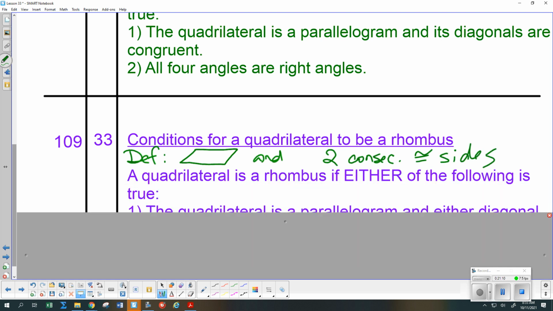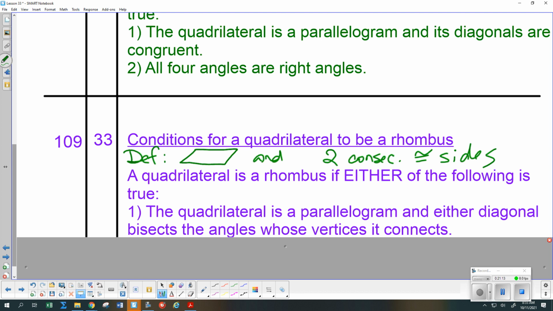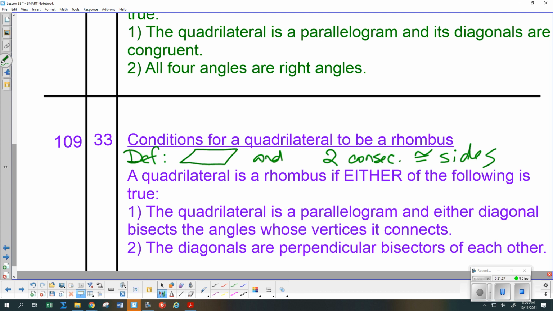Or maybe we don't know all of that, but we could say it's a parallelogram, and instead of knowing the consecutive congruent sides, we could know one diagonal bisects the two original corners that it connects. Or we might not know it's a parallelogram, but we see we've got four sides and two diagonals, and if they bisect each other and are perpendicular, that's two things, 90 degrees and bisect each other, that would be enough to say that it is a rhombus.